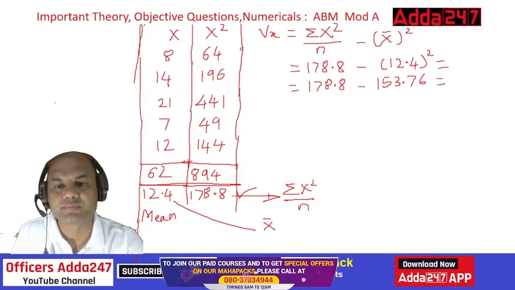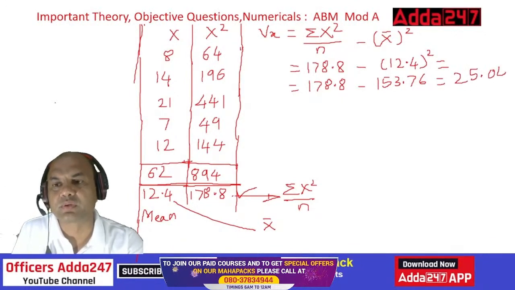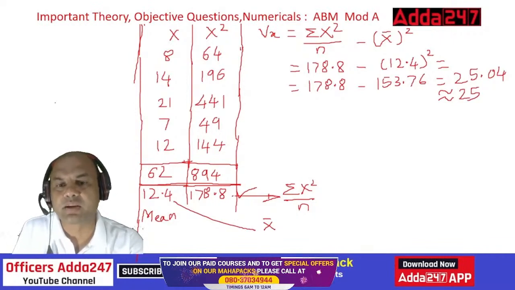What are you getting? Yes, everyone, 0.8. So I'm getting 25.04. Let's make it round 25 because that will be easy. So what is this Vx? Vx equals 25, I'm getting. Vx, I'll write it over here. So Vx equals 25.